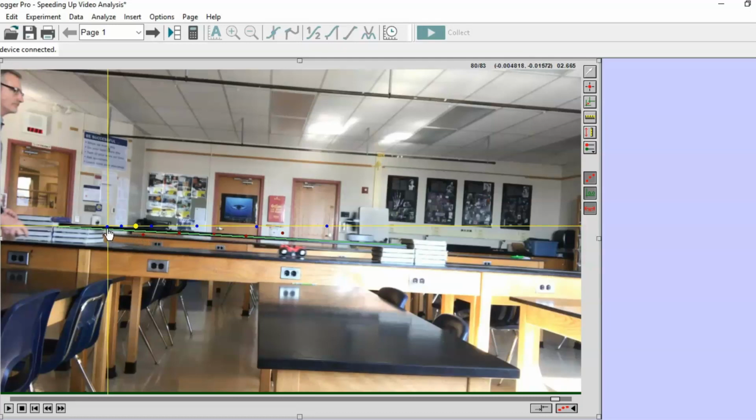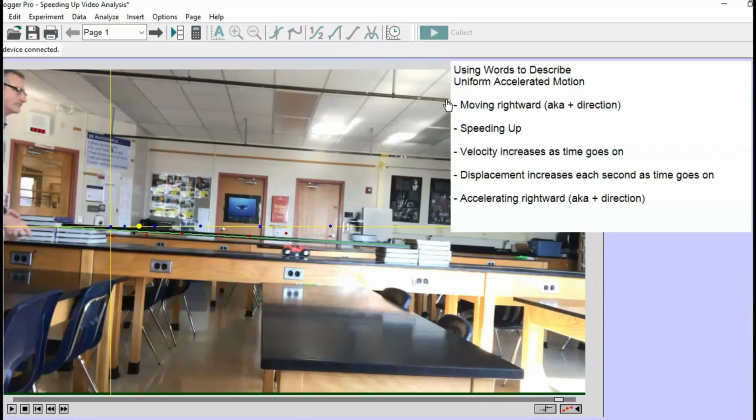Notice it's completely different with the fan cart. The displacement from time equals 0 to half a second is very small. When we go from half a second to 1 second, it gets larger. When we go from 1 second to 1.5 seconds, it gets even larger, and so on. As every half second increment goes by, the displacement gets larger, and that's the characteristic of an object that is speeding up.